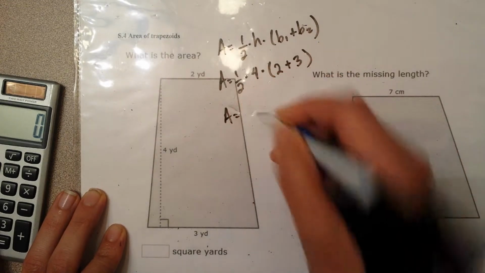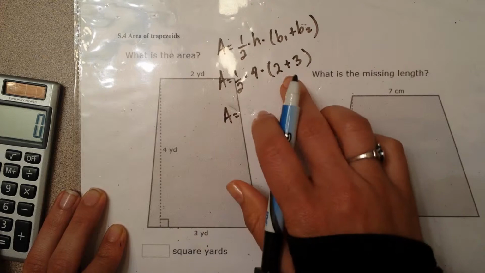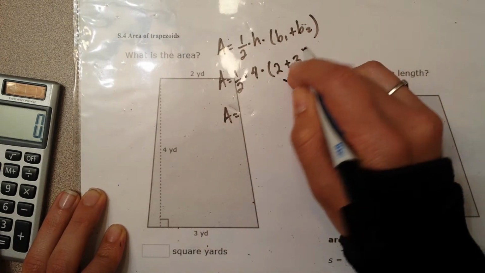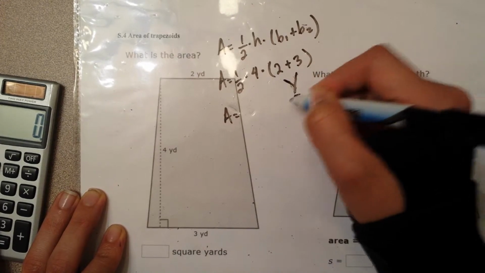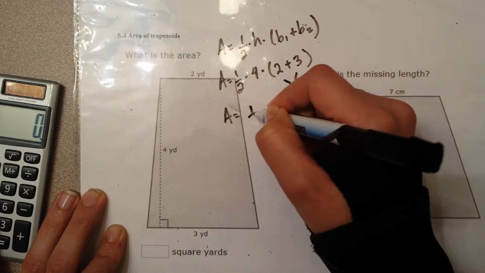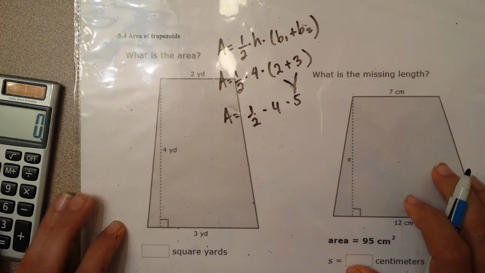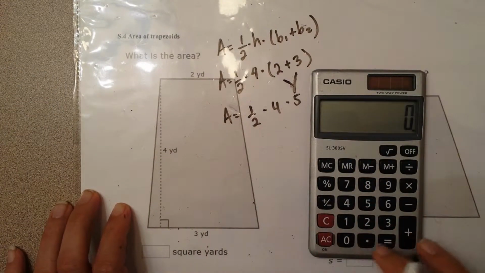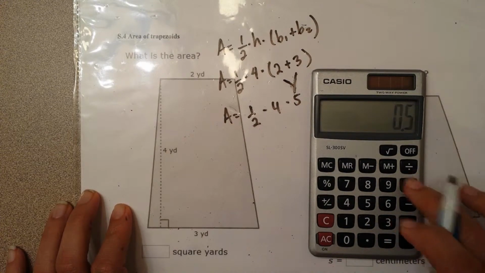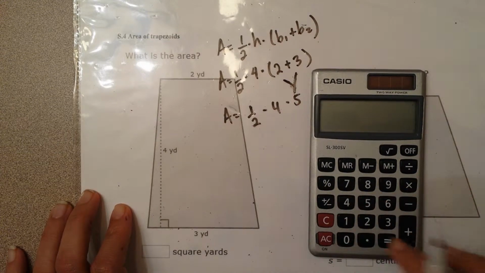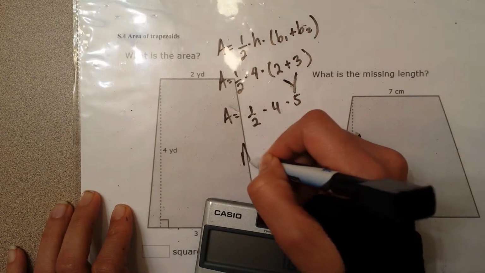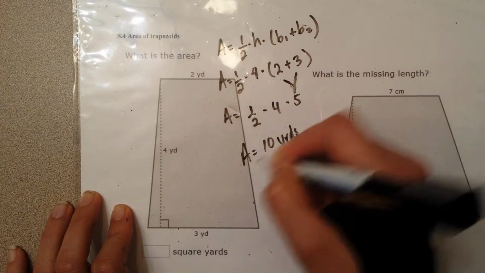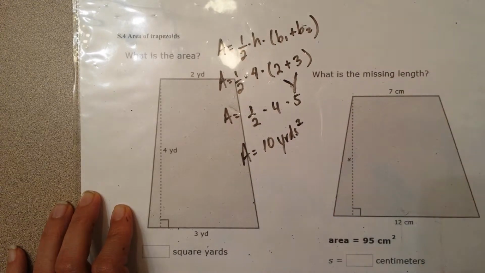Once you have this done, just follow the order of operations. We always do parentheses first. So 2 plus 3 gives me 5, times 4 times 1/2. You can just punch them into the calculator. 1/2 is the same as 0.5, so 0.5 times 4 times 5 equals 10. So area is equal to 10. My units are yards, and because it is area, it is always squared.